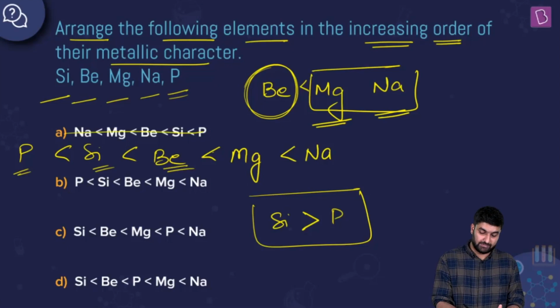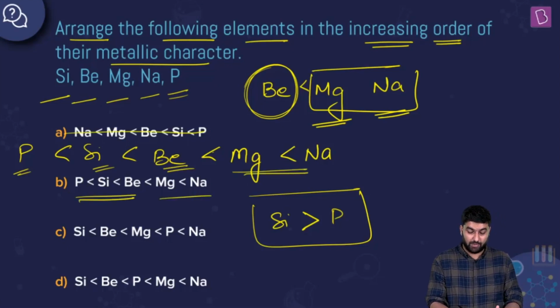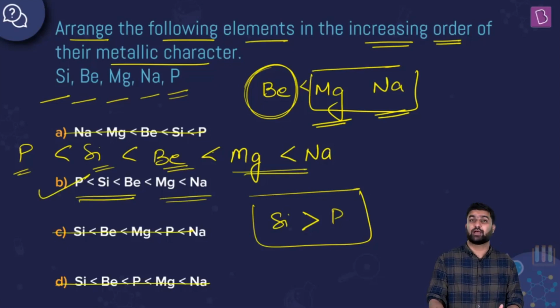P, Si, Be. So let's start with that. This is not going to be there. P, Si, Be. Then we are looking for Mg, Na. Oh wow, Mg, Na. So yeah, option B matches. This does not match and this does not match. And with it, we have solved this question, and the correct option here is B for Bangalore. All right.